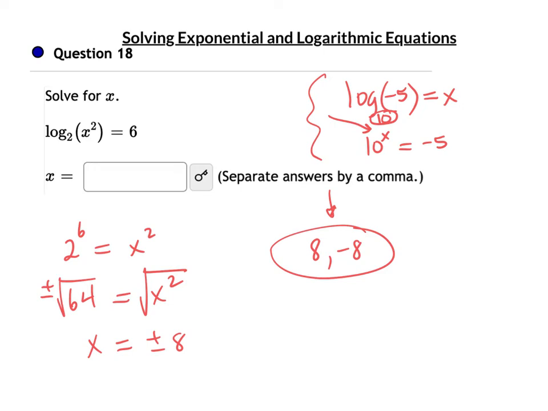However, here it's x squared. And if I plug in negative 8 and I square it, it becomes positive 64. The negative does work here because it's being squared. When you plug it in, it becomes positive.